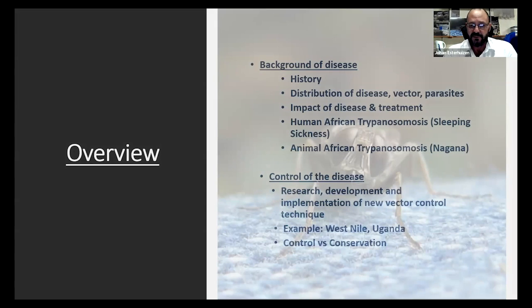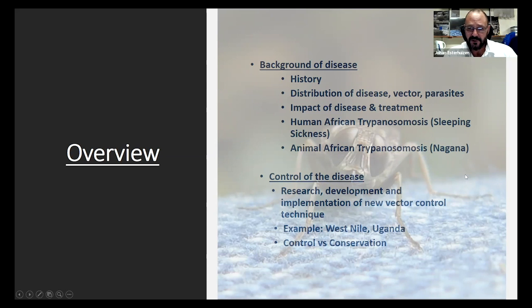Okay, so just a basic overview. I'm going to give you a little bit of background of the disease, the distribution of the disease, the vector, the parasites, and the impact that it has in Africa, and then talk about the two diseases that are transmitted by tsetse flies, human African trypanosomosis or sleeping sickness, and animal African trypanosomosis or Nagana.